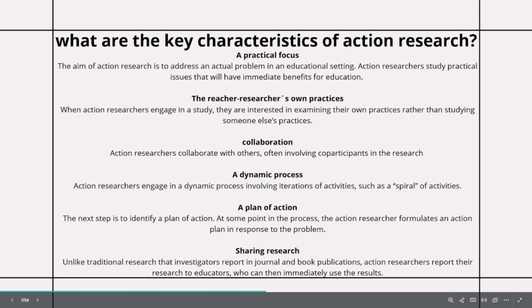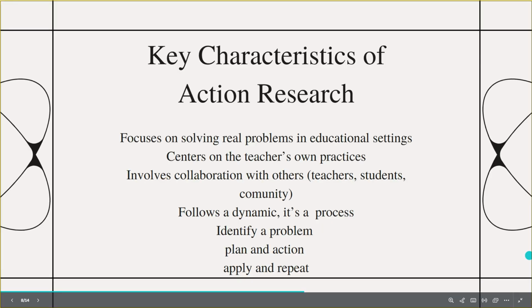The researcher's own practices. When action researchers engage in a study, they are interested in examining their own practices rather than studying someone else's practices. Collaboration. Action researchers collaborate with others, often involving co-participants in the research. A dynamic process. Action researchers engage in a dynamic process involving interactions of activities, such as a spiral of activities. A plan of action. The next step is to identify a plan of action. At some point in the process, the action researcher formulates an action plan in response to the problem.